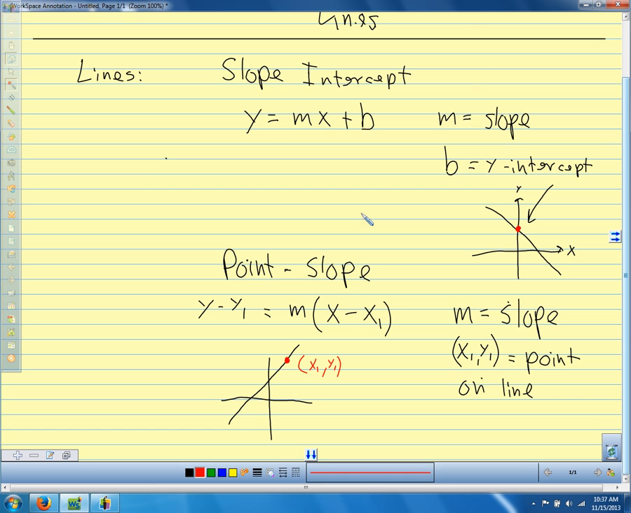What we want to do is use these equations to talk about parallel and perpendicular lines. So let's talk about what we know when we have parallel and perpendicular lines. Any questions about our equations for lines? Slope-intercept, y equals mx plus b. Point-slope, y minus y1 equals m times x minus x1.